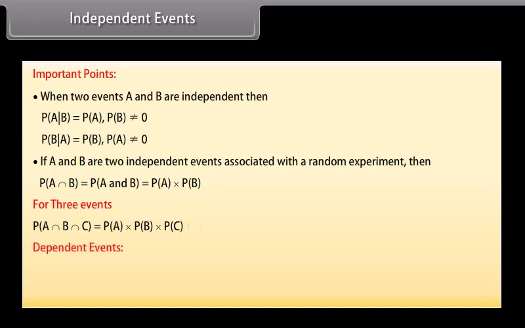Dependent events. Two events, say A and B, are dependent if probability of A intersection B is not equal to probability of A into probability of B.